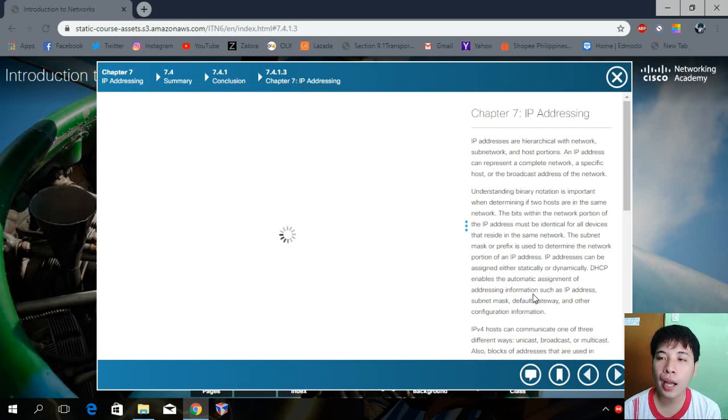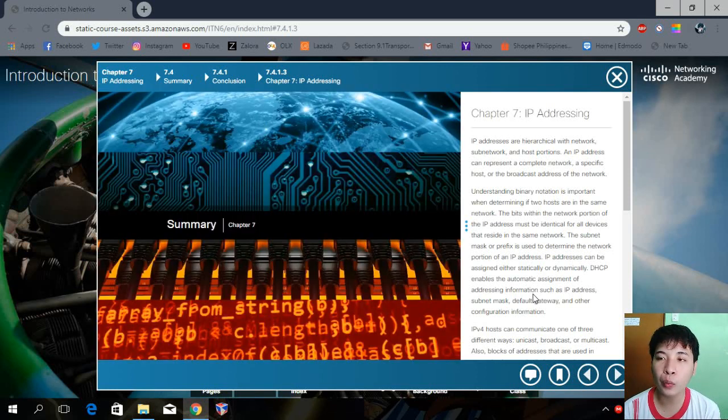So, IP addresses. IP addresses are hierarchical with network, subnetwork, and host portions. The IP address can represent a complete network, a specific host, or a broadcast address of the network. Understanding binary notation is important when determining if two hosts are in the same network. The bits within the network portion of the IP address must be identical for all devices that reside in the same network.